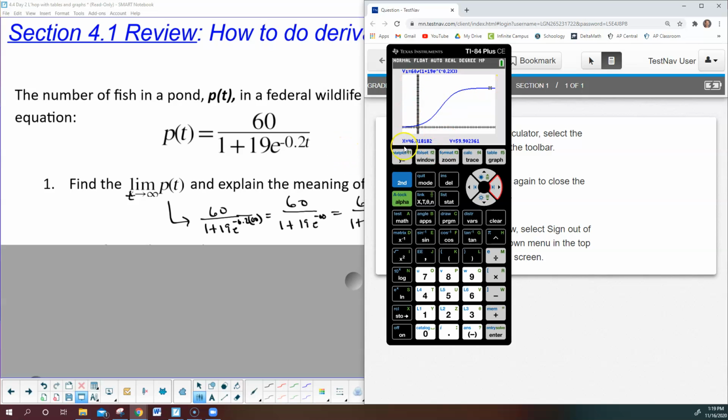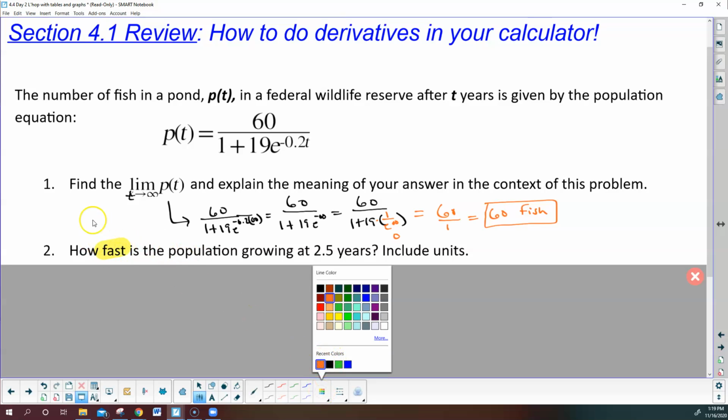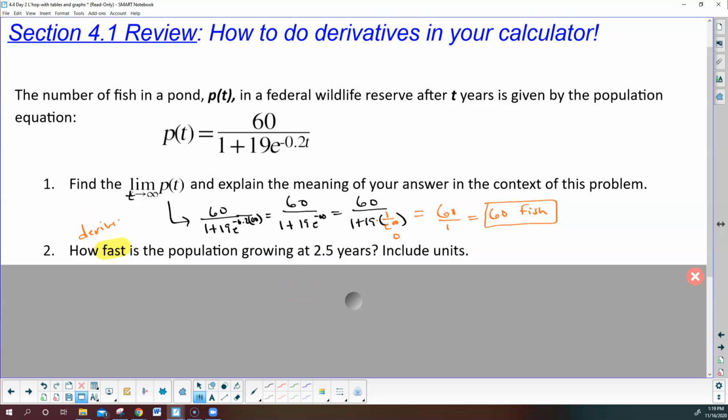Okay, so here's the benefit to doing this problem. I have this equation logged in as y1. Well, look at what y2 or number 2 is asking. Now it says, how fast is the population growing at 2.5 years? So I have to figure out the word fast is relating to derivative. Well, what I'm really going to do for this problem is use my calculator, without any work, to figure out what the derivative is exactly at 2.5 years. So you could do this by hand.